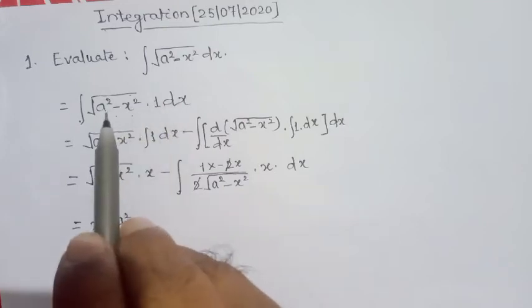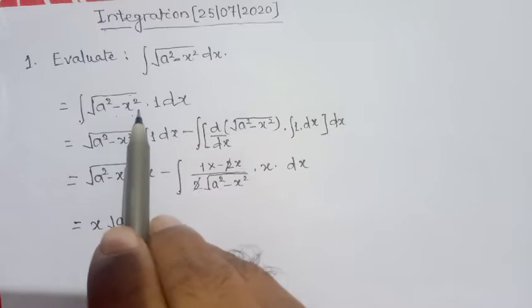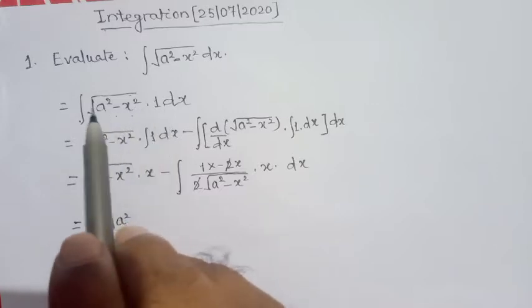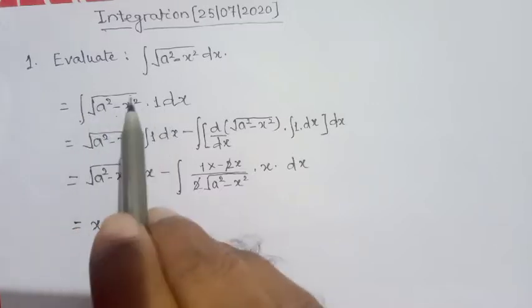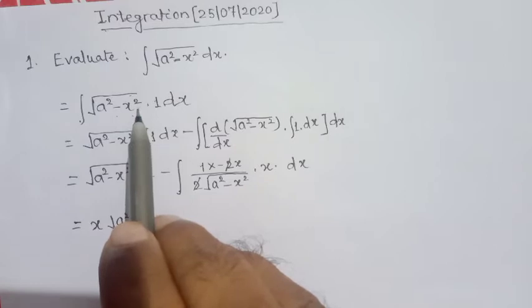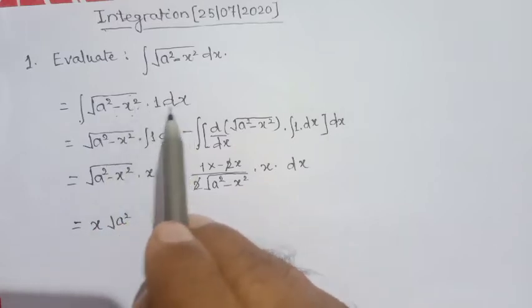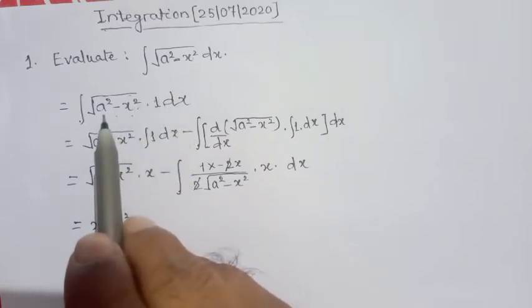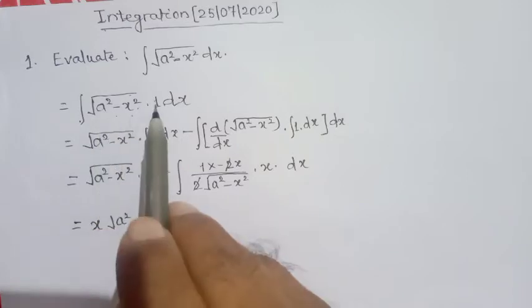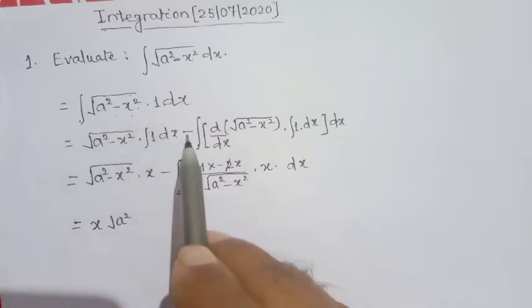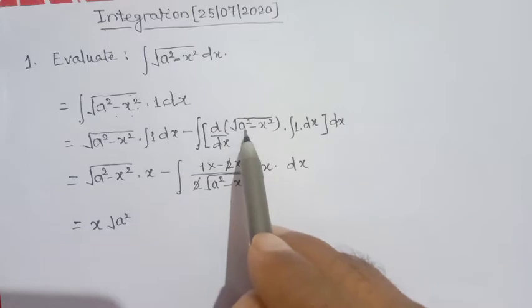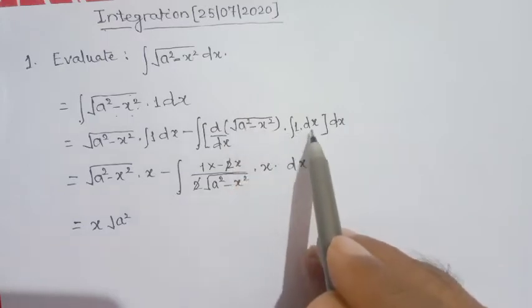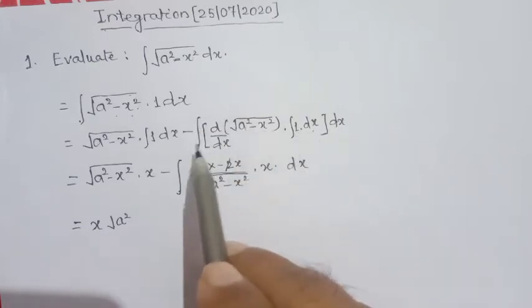Now apply integration by parts. Consider under root a square minus x square as u, and 1 as v. So apply the formula: u into integration of v, minus integration of differentiation of u into integration of v, and its whole integration.